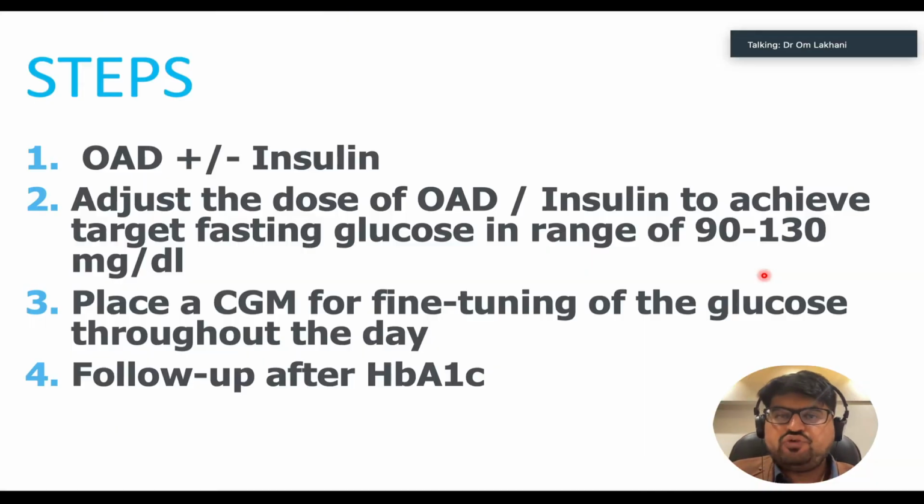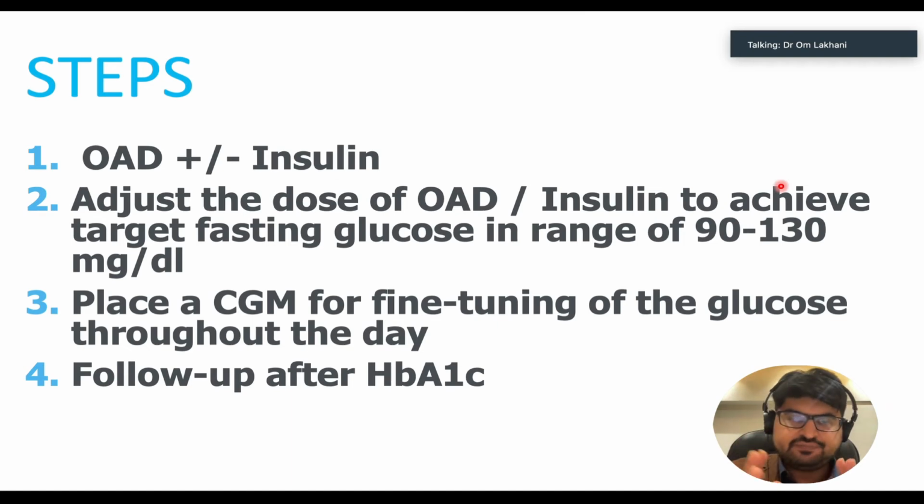What is our workflow? Like I said, we typically use CGM for fine tuning glycemic control, to give that extra edge, that extra impetus to get slightly better glycemic control than what the patient probably has. When I see a patient, typically with an HbA1c of 9, 10, 11, sitting in a tertiary care center, you tend to see more complicated patients. So you start this patient on oral antidiabetics or insulin, and you adjust the dose to achieve a target fasting.